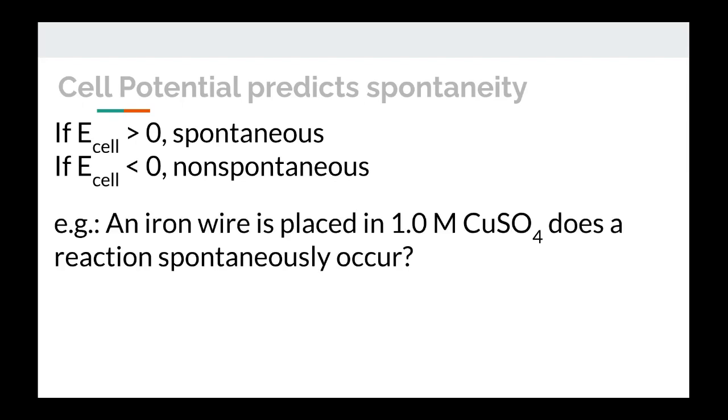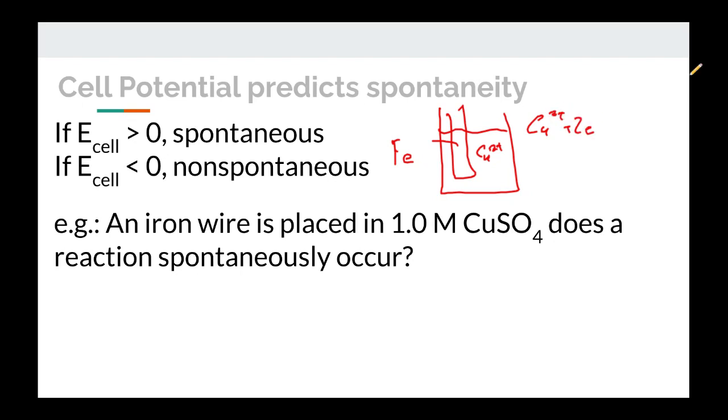Here's an example. If you put a piece of iron wire in 1 molar copper sulfate, does a reaction spontaneously occur? Well, if a reaction is going to occur, let's draw a picture of this. Here's my piece of iron, and here's some copper 2+ ions in solution. If a reaction is going to occur, copper is not going to oxidize. The copper is going to have to reduce. So we can think about Cu2+ gaining 2 electrons and becoming copper.